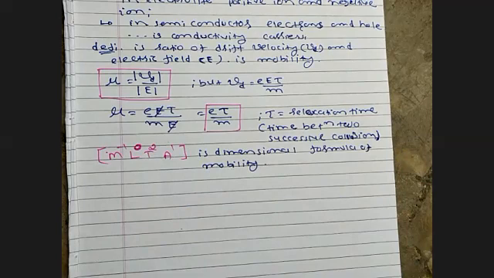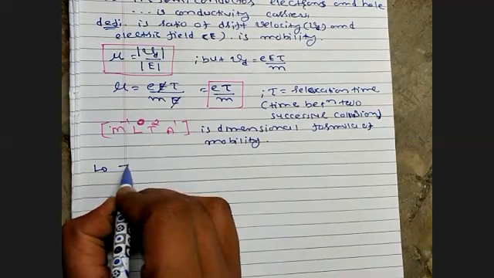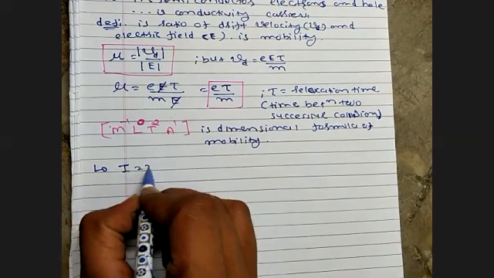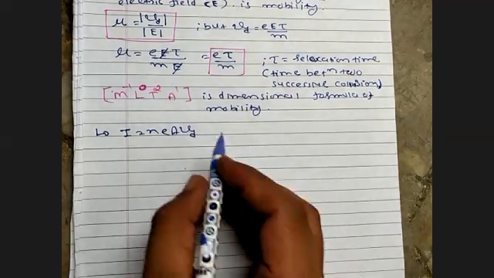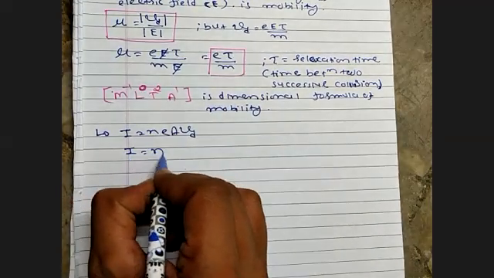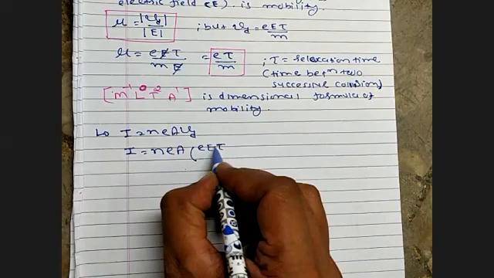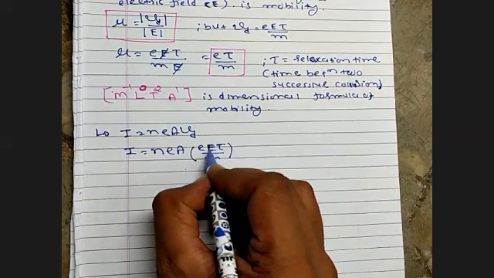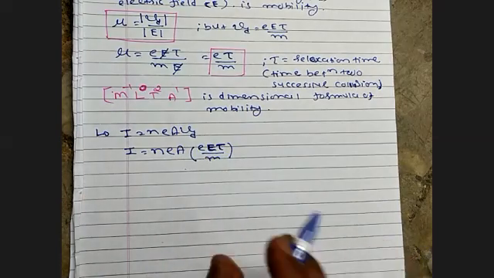Great. And if you go deep down into this mobility word, you see one thing clearly. I is equal to N E A V D, that is the equation of current. V D is nothing but E tau upon M. Got to understand? E tau upon M. Great.